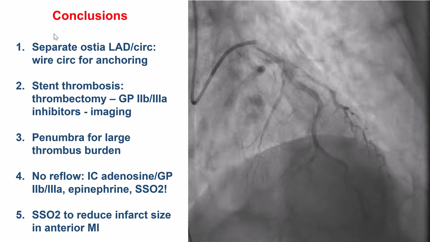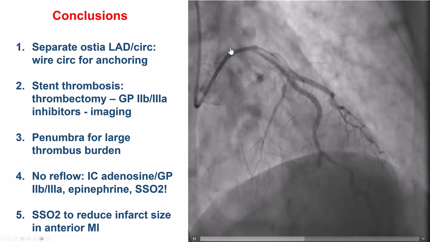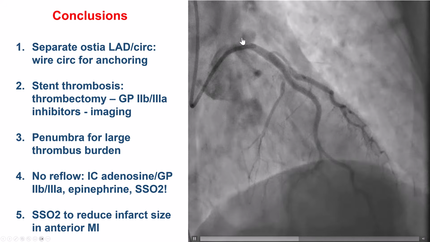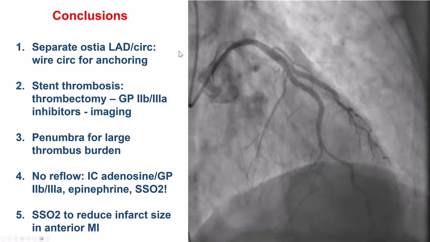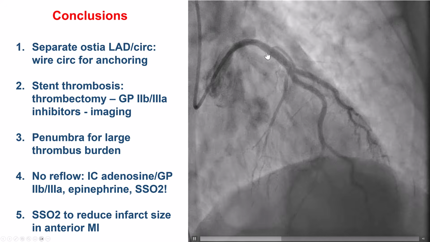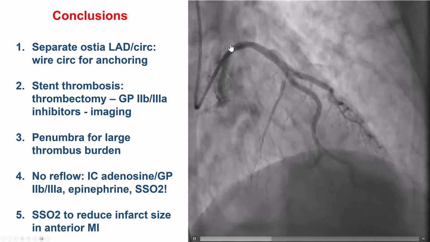So several lessons from this case. The first one is when you have separate ostia of the LAD and circumflex, wiring some of the vessels can be challenging. One way around it is to place a wire into whichever branch the catheter goes in, and then use this wire for anchoring the guide, so you can pull the guide back and forth and wire the other vessel with a second guide wire.